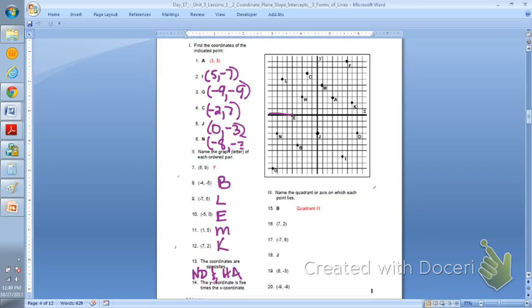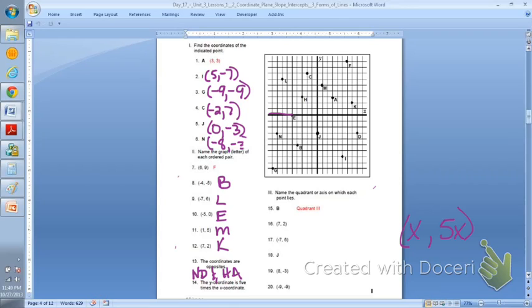Question 14 asks, for what coordinate is the y-coordinate 5 times the x-coordinate? Well, think of it like this. If x is x, then the y-coordinate would be 5 times the x. So which one of these points fits that scenario? This would be a lot of guessing and checking.